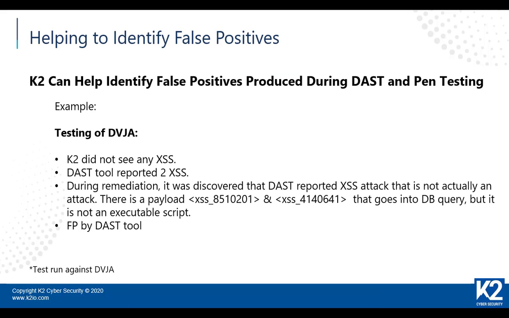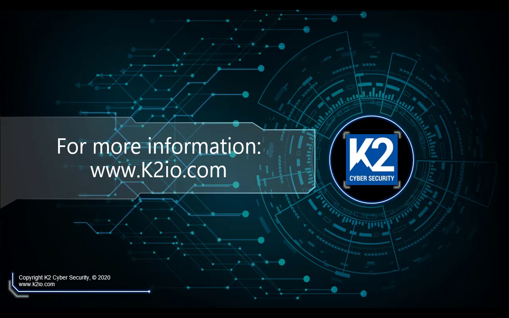We can also help you identify false positives during your DAST and penetration testing. For example, during your testing, if K2 does not see the vulnerability, in this case cross-site scripting found by the testing tool, it's a good indication that this may have been a false positive. This gives you a quick indicator to verify the vulnerability and to determine if it may in fact be a false positive. That's the quick introduction to how K2 helps enhance Tenable.io's WAS testing.